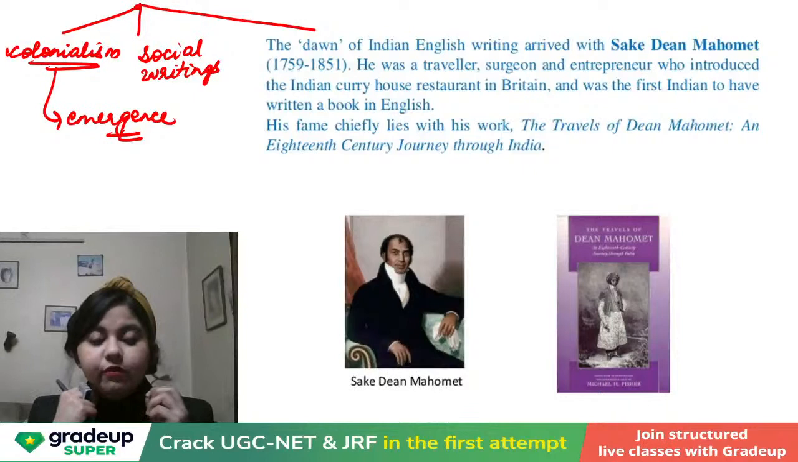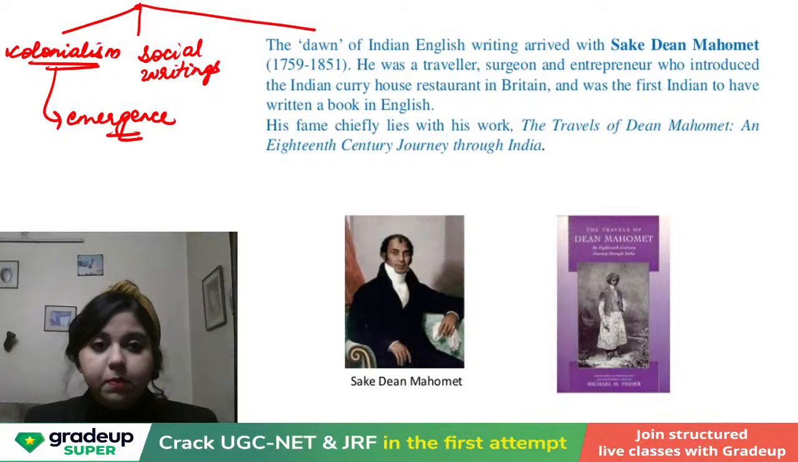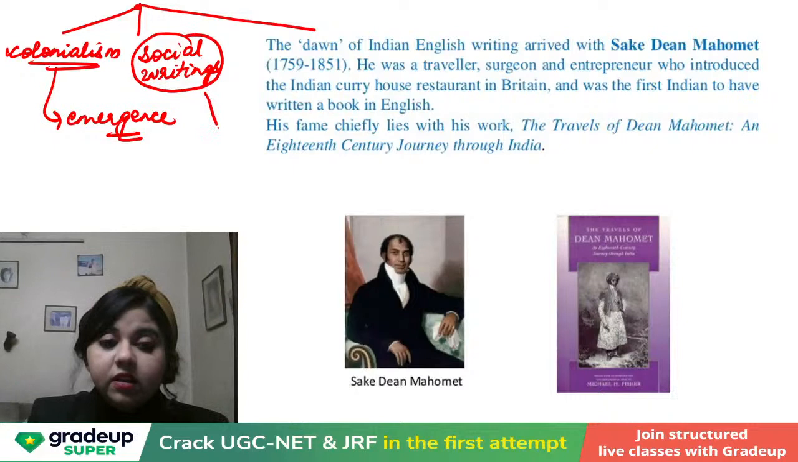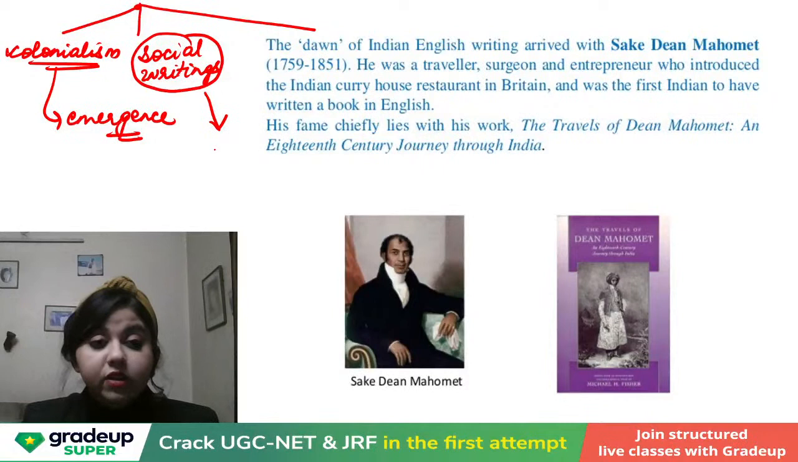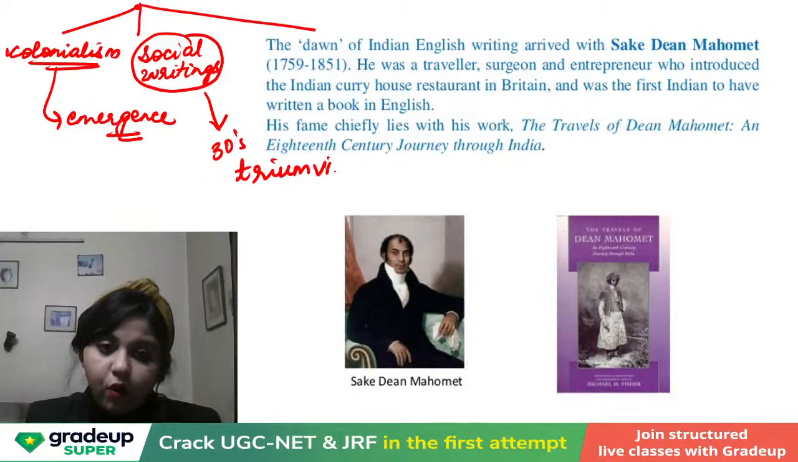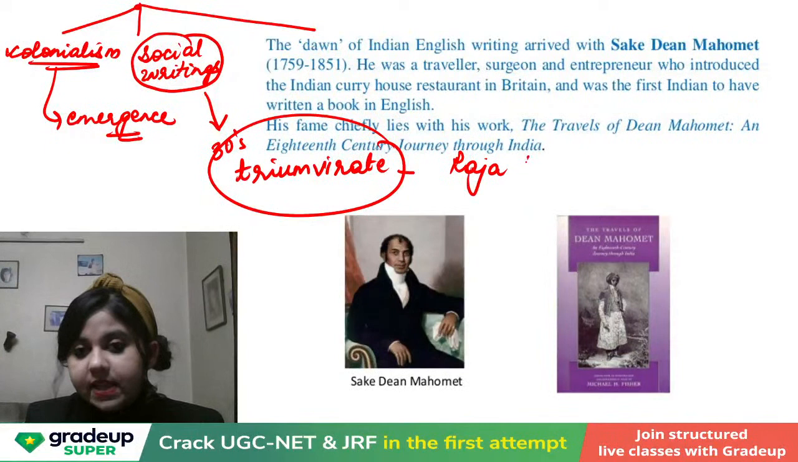And the second time is people like Premchand, Gandhi, Jawaharlal Nehru, who are using English for their social writings. Even the 30s triumvirate, Raja Rao, R.K. Narayan and Mulk Raj Anand, is very popularly called the 30s triumvirate. You are having Raja Rao, and Mulk Raj Anand, right?